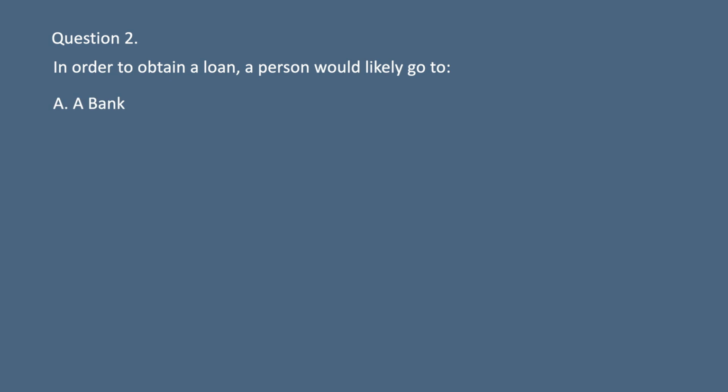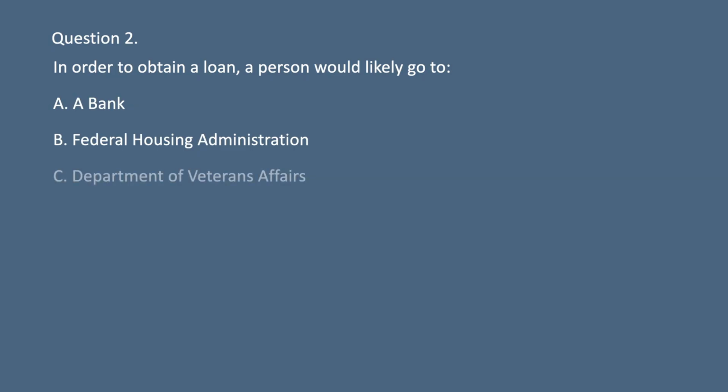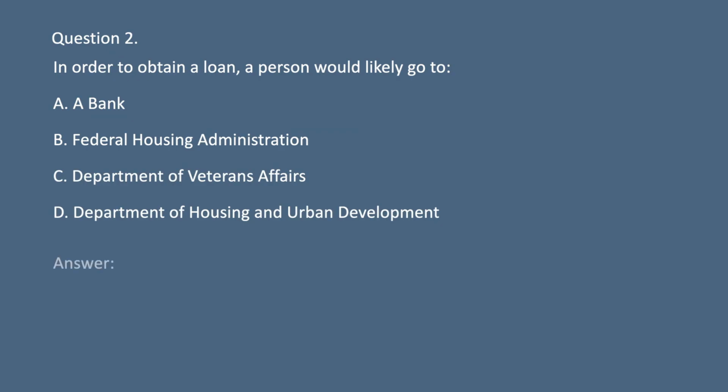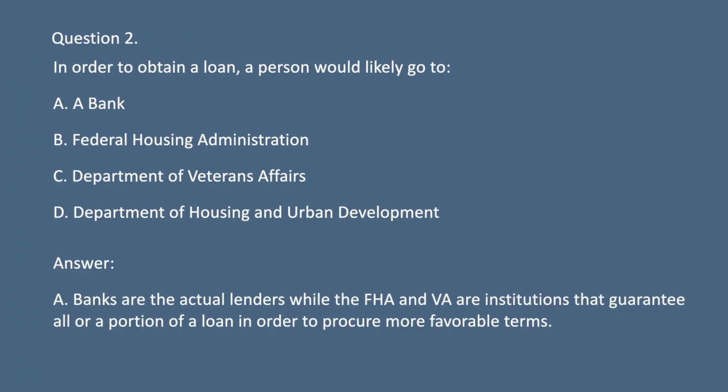Question 2. In order to obtain a loan, a person would likely go to A. A bank. B. Federal Housing Administration. C. Department of Veterans Affairs. D. Department of Housing and Urban Development. Answer A. Banks are the actual lenders while the FHA and VA are institutions that guarantee all or a portion of a loan in order to procure more favorable terms.